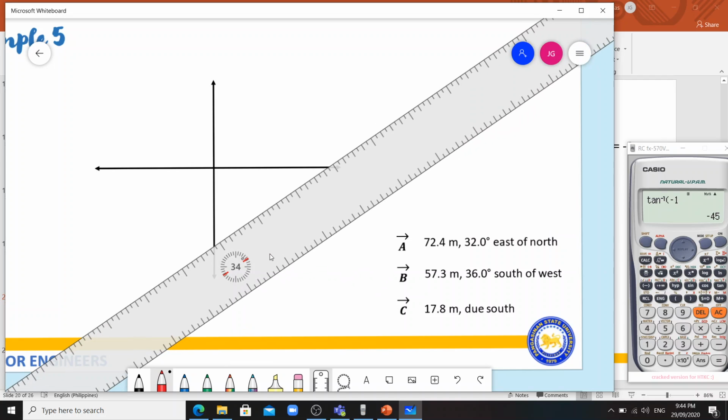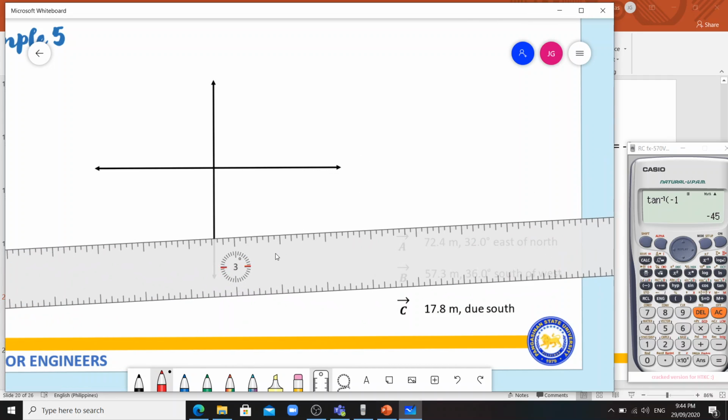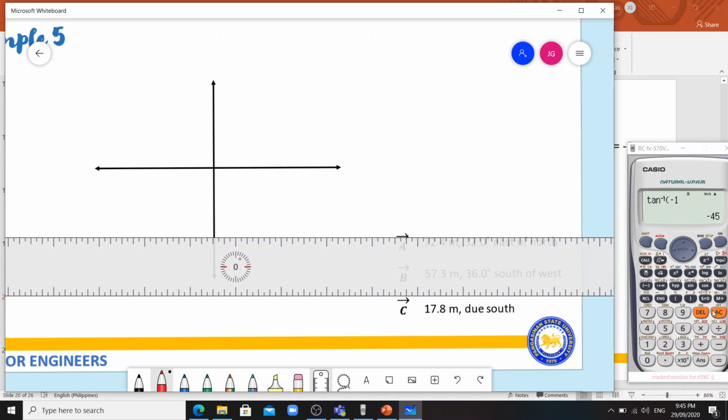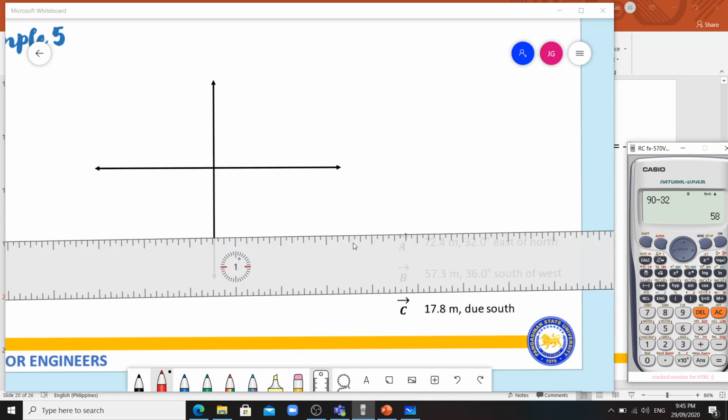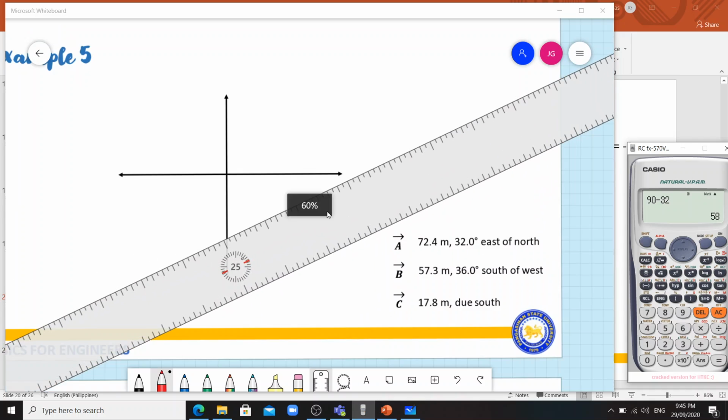Sabi niya is 32. Dalhin muna natin siya sa 0. Yan. So, pag 32 east of north, dito manggagaling si angle. So, kailangan natin malaman 90 minus 32, 58. So, 58 siya.